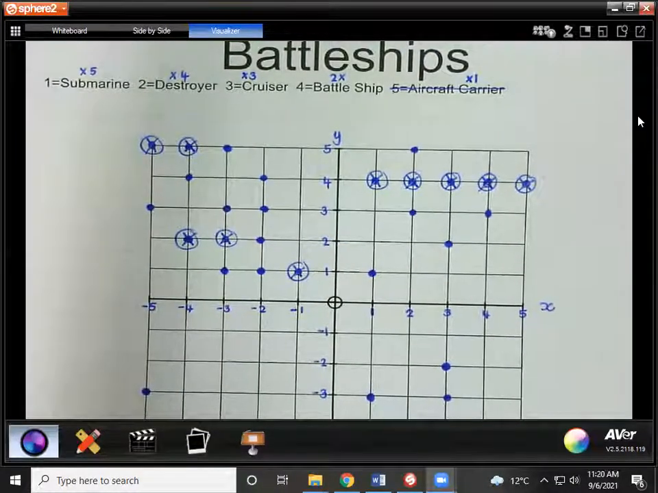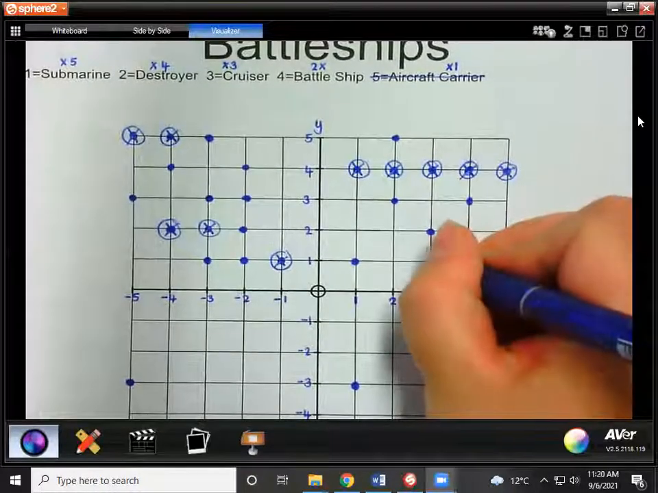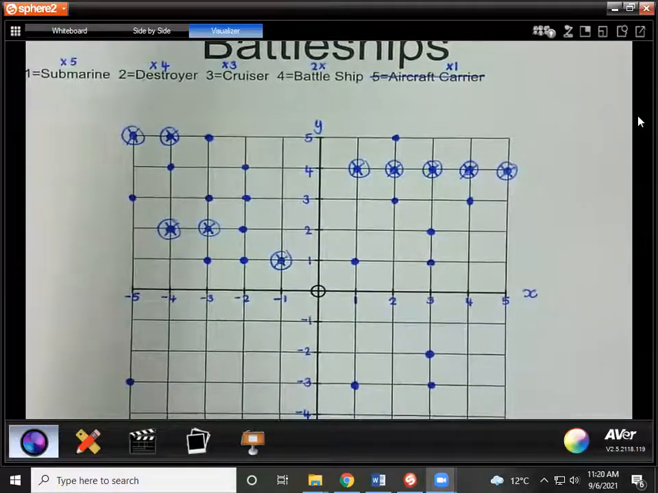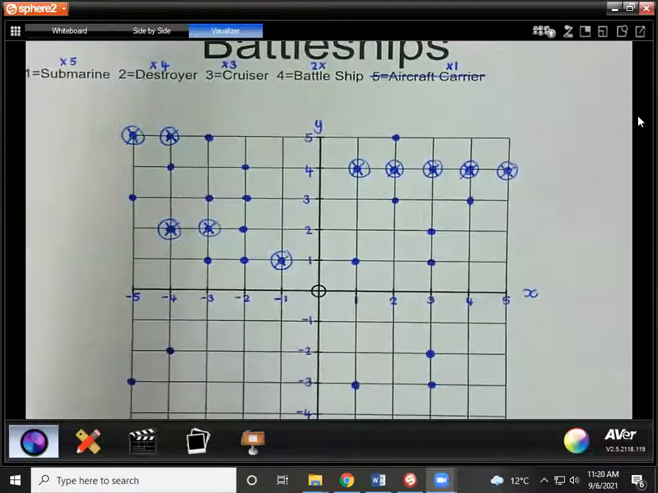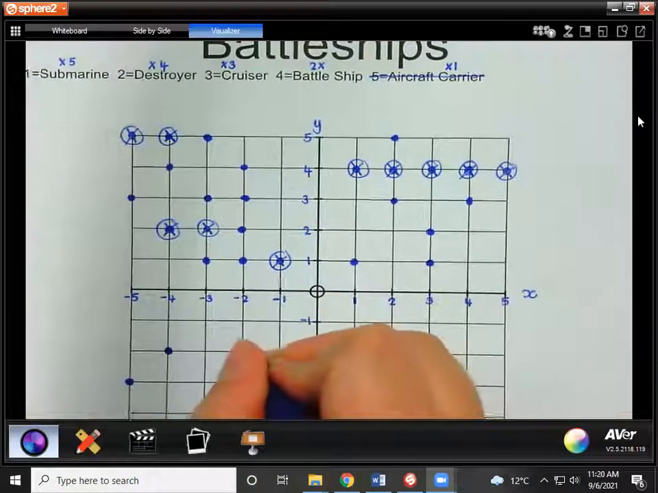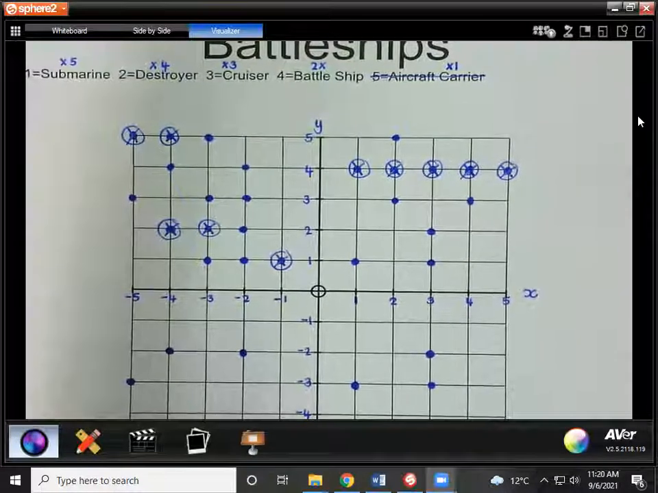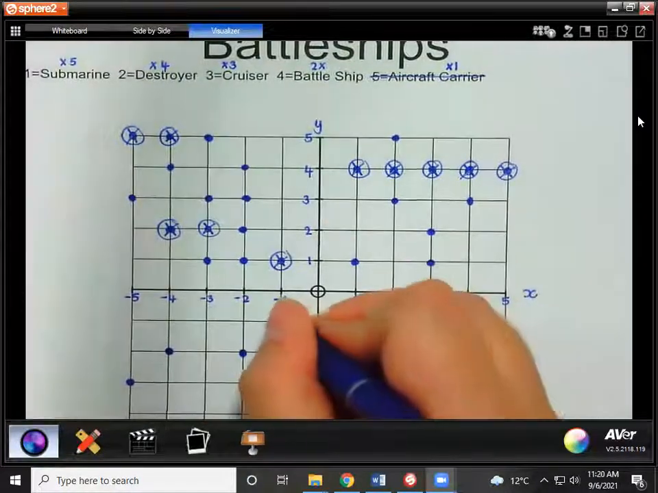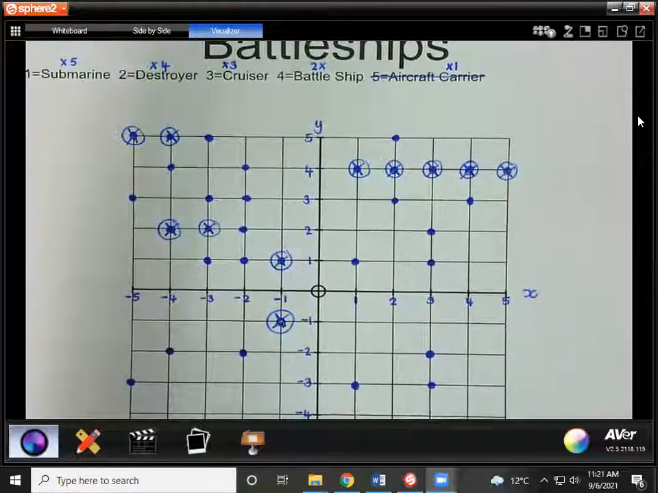All right, Isaac. 3, 1, miss. Negative 4, negative 2 is a miss. Negative 2, negative 2, miss. Negative 1, negative 1, that is a hit. That is one of my submarines. So that one is gone.